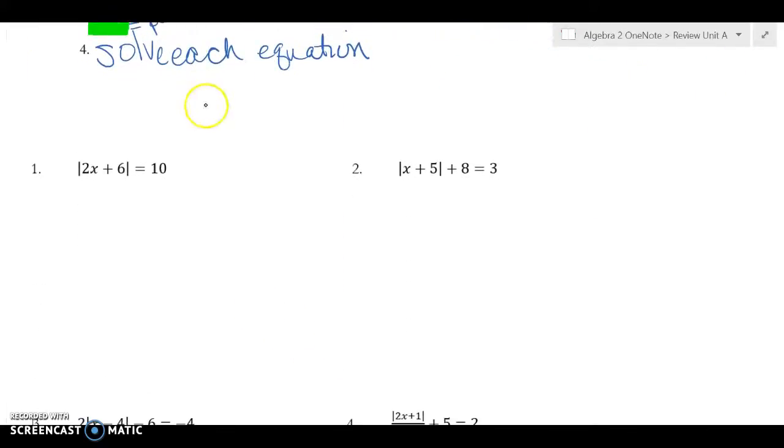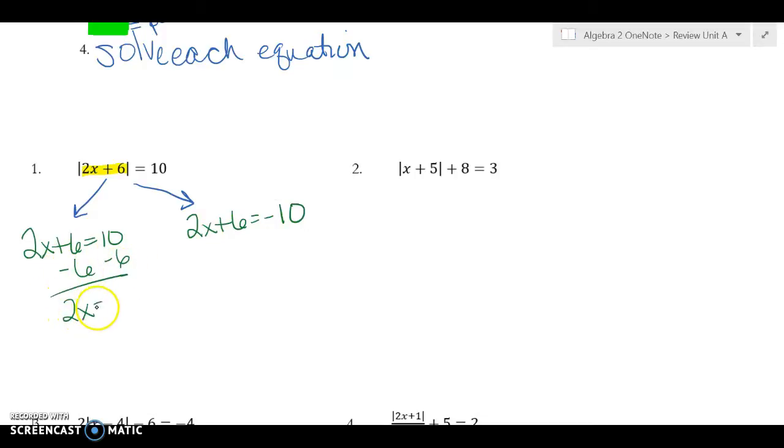All right, so let's look at this one. Step 1 was to make sure there's nothing on the outside, and I have nothing on the outside. Step 2 is to make sure this is positive. This is positive, so I break it down. Again, everything inside stays the same; it's the answer that changes. My first one is 2x plus 6 equals 10. My second one is 2x plus 6 equals negative 10. Now I solve these problems. So I get 2x is 4, and x is 2. That is my first solution for number 1.